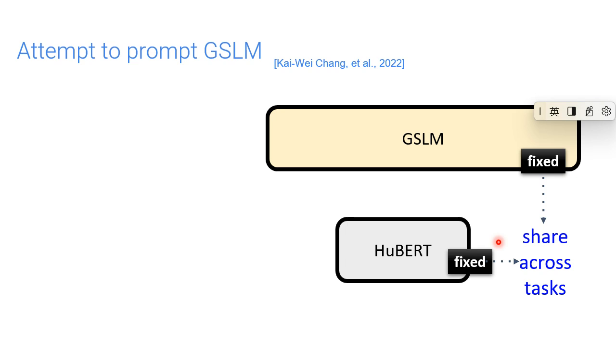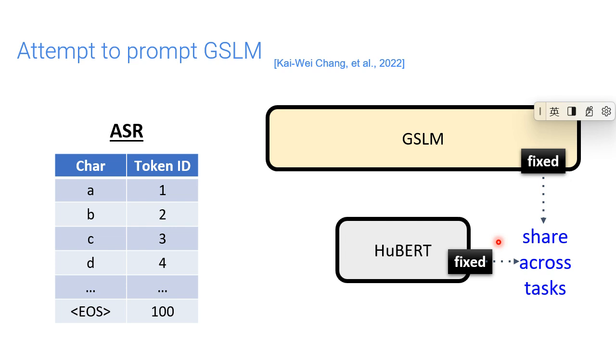And let's say we are going to prompt GSLM for speech recognition. Then we have to create a mapping table. And let's say we are working on character-based ASR. So our mapping table will map each character to HuBERT's token ID. So for example, A is mapped to ID 1, B is mapped to 2, C is mapped to 3, and so on. And end of sentence is mapped to 100. Then we have training data, the utterance and its manual transcription. The manual transcription of this utterance is kept.